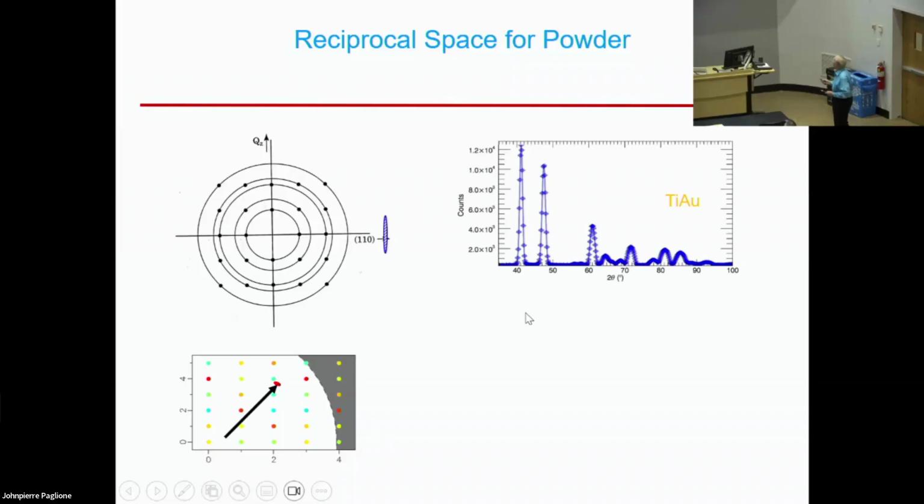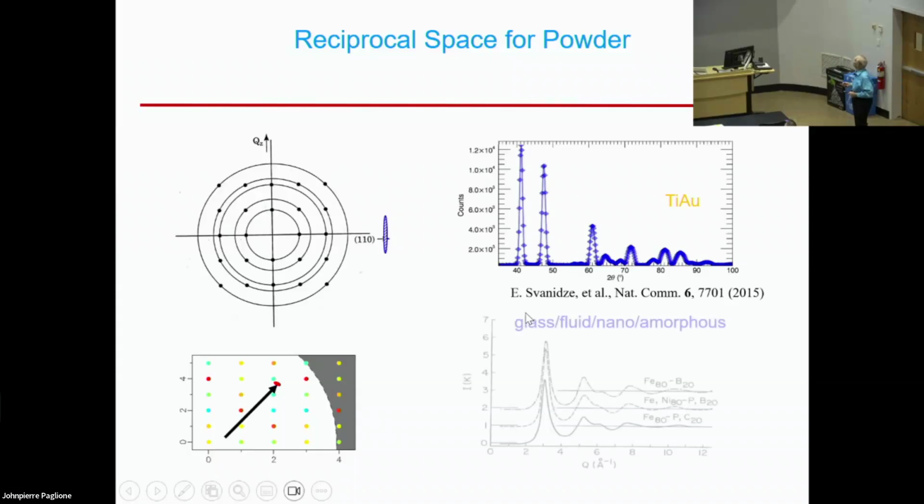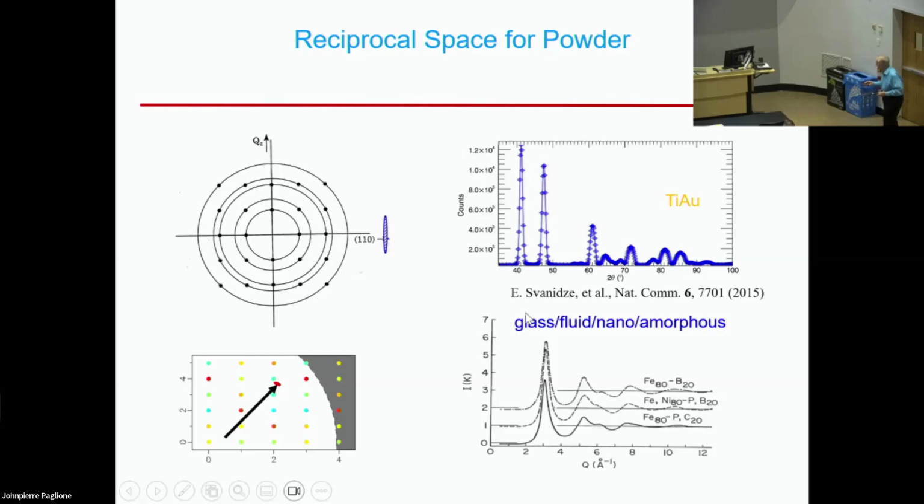I'll show you with small angle scattering, we can actually measure the entire Debye-Scherrer cones. That's a titanium gold kind of interesting system that was discovered. For glasses, amorphous materials, things like that, very similar, except you get broadened peaks. In this case, these are just resolution limited, typically.